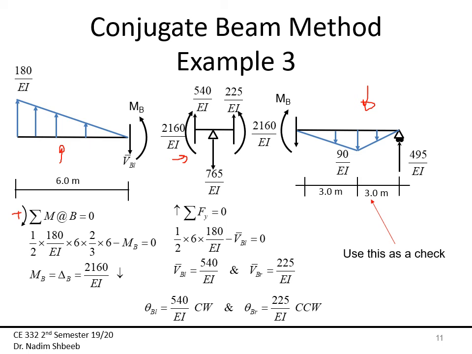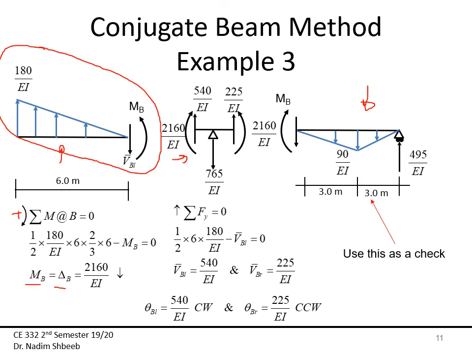All right. Now, if I take the left part by itself, I mean this one, I can, right? So here I have the moment at B and the shear at B, and I'm calling that shear B left. So now taking the moment at B equal to 0, then I have 1/2 times 180 over EI times 6 times 2/3 of 6 minus MB equal to 0. Then MB equal delta B, which is equal to 2160 over EI. Okay, so now I found the deflection at B.